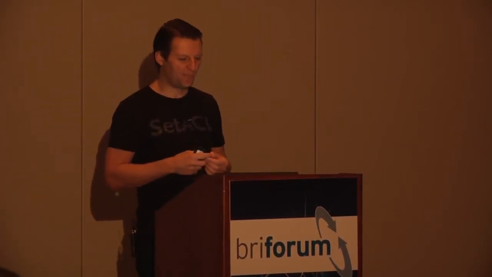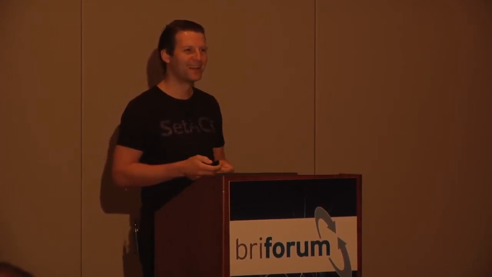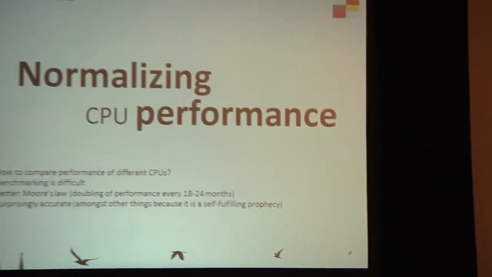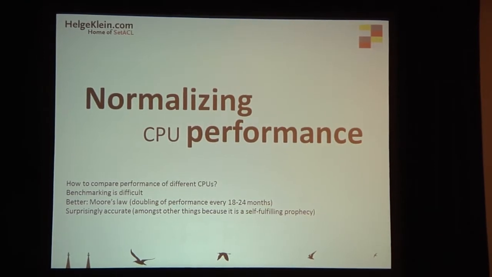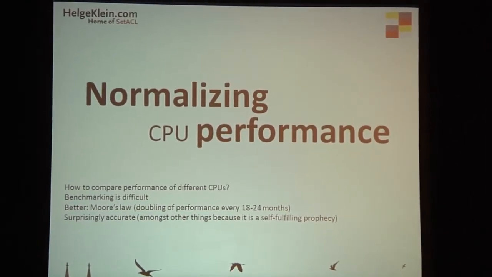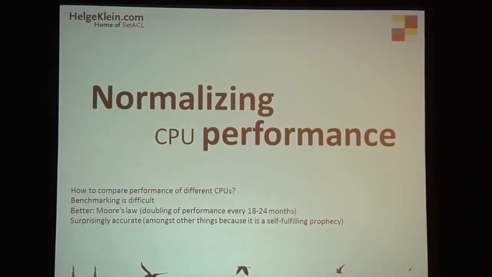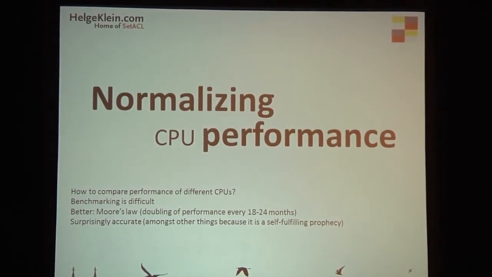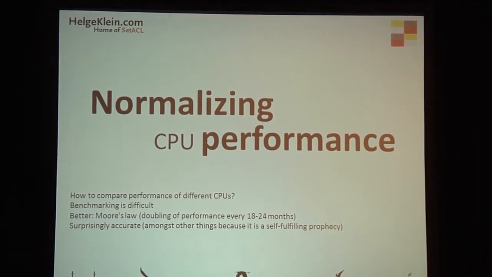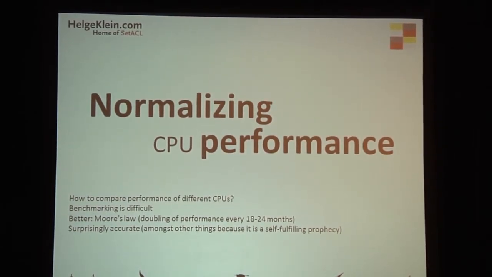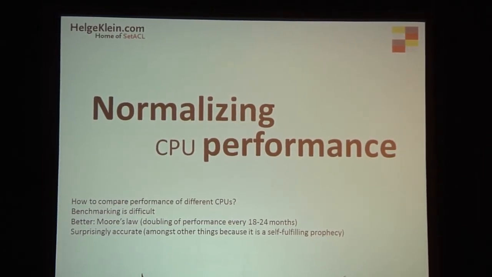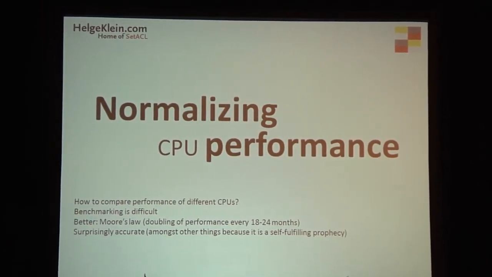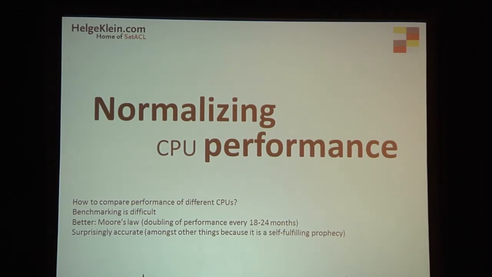Instead, I used something completely different, and, well, that is Murphy's Law. No, Murphy's Law is a good thing to use, but no, I used Moore's Law. Moore's Law postulates that CPU performance doubles every 18 to 24 months. Moore's Law was formulated by Gordon Moore in the 70s, which was very long ago, and it's still being proven to be valid every single year.